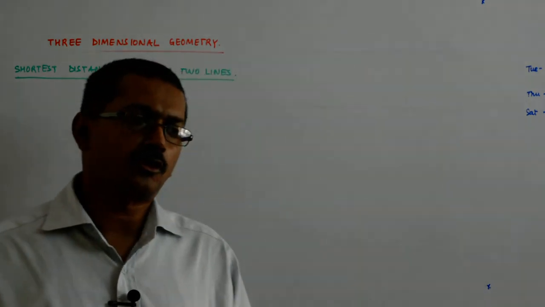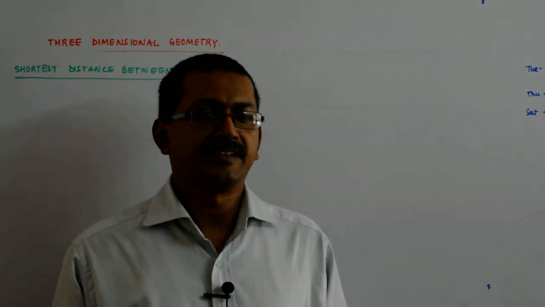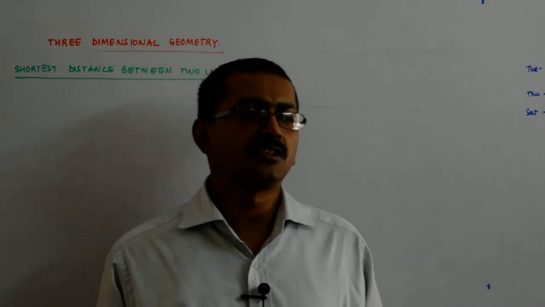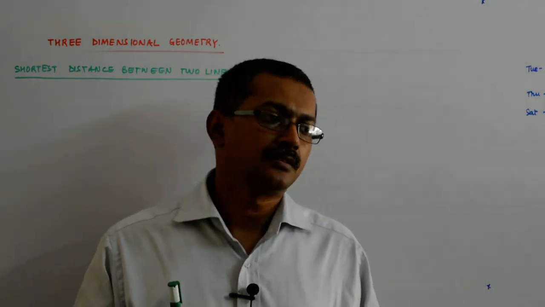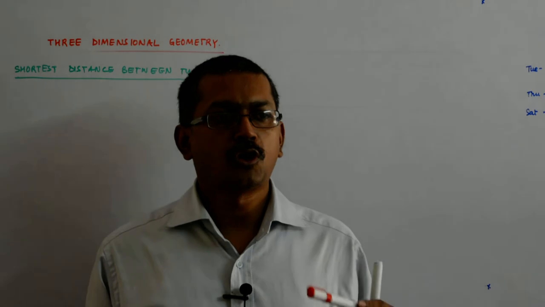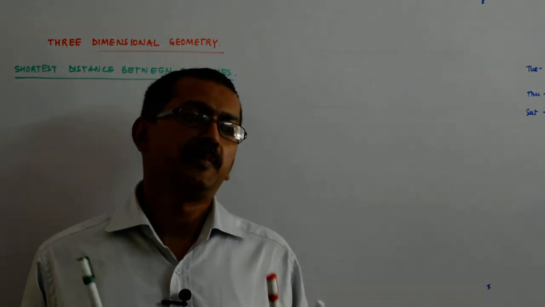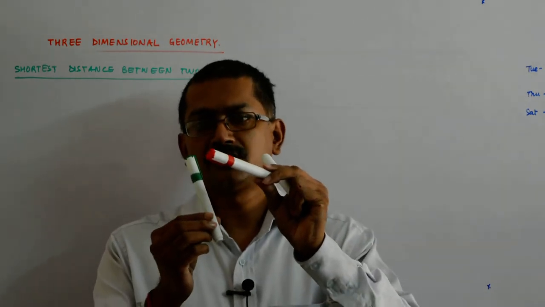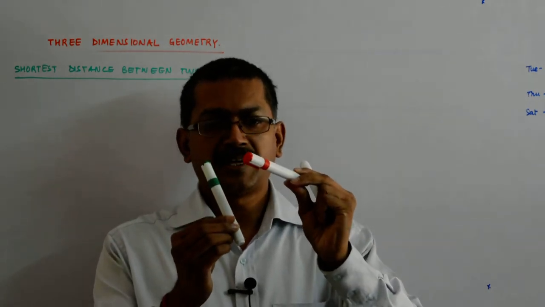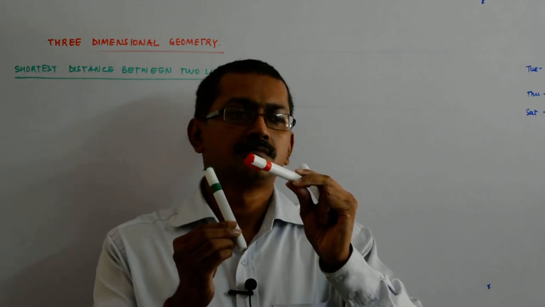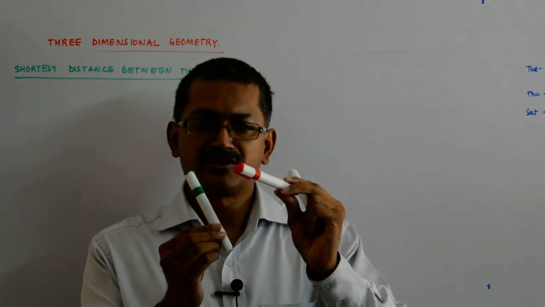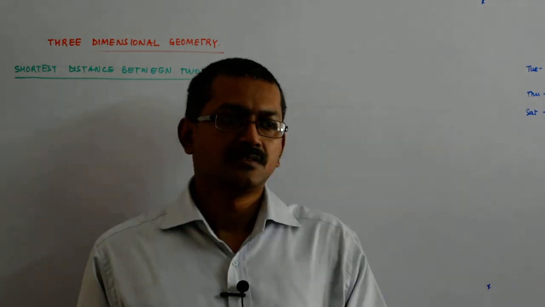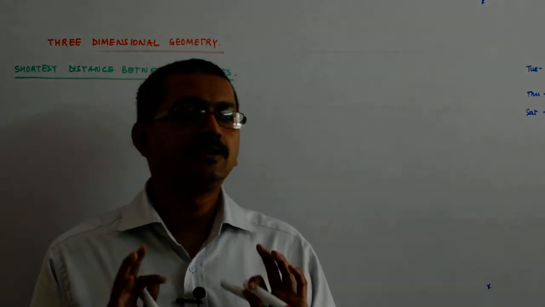Now the moment you cross to the domain of 3D, things become different. Here there will be two lines which still do not intersect and are not parallel. So two non-parallel lines may not intersect in 3D, and these lines are called skew lines. For example, these two pens, if you keep on taking them to infinity, they'll not intersect. You understand? Such lines are called skew lines.